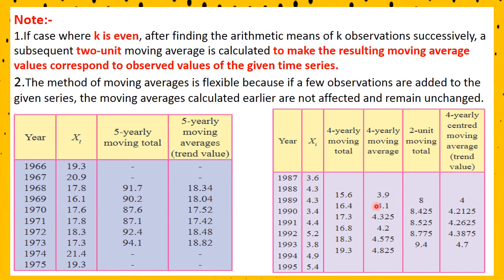That is, consider the first 2 averages and find the total. 3.9 and 4.1, total is 8, and its average is 8 upon 2. So 8 upon 2 is 4 here. And you can check this, 4 is along the year 1989, so we can plot the point on the graph. Similarly, find the arithmetic means of these already calculated 4 yearly moving averages and get the values along the years, and we can draw the graph easily.